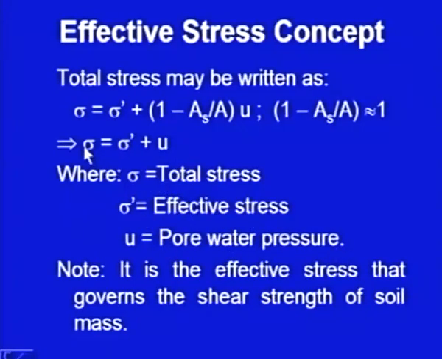So, you can find out the effective stress sigma dash if sigma is available. If sigma has to be found out and sigma dash is available, we can calculate sigma. And you can note down here that when you go for the design problems, it is the effective stress and not the total stress that governs the shear strength of the soil mass. So, this effective stress is very important, and you have to remember this expression, sigma equal to sigma dash plus U.